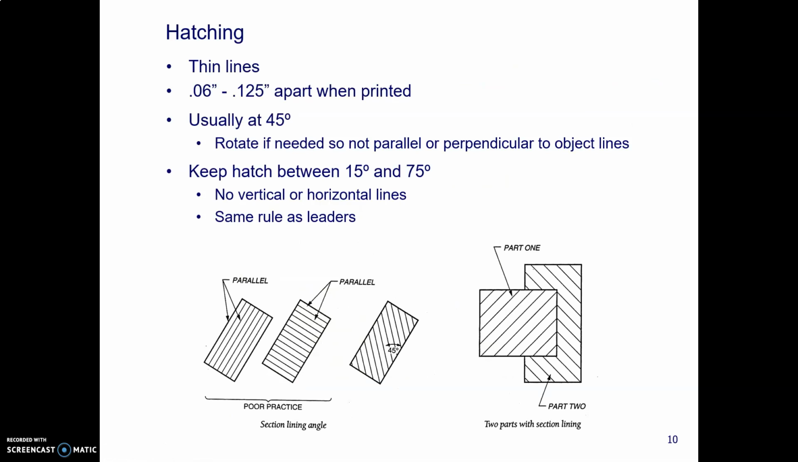And we use thin lines for hatching. Usually they're 45 degree angle. However, if the part you're drawing were at a 45-degree angle, that wouldn't look so good because the hatch would look like it was some edge on the part. So you have to use your judgment. Sometimes you might need to rotate your hatch lines.